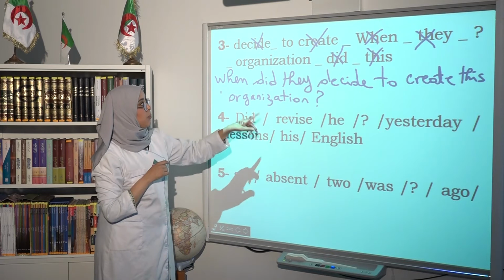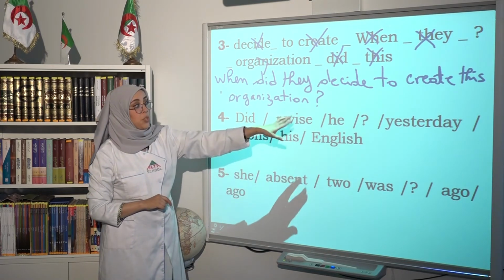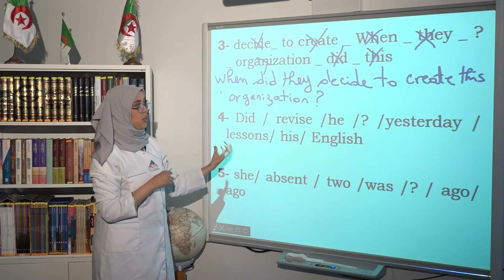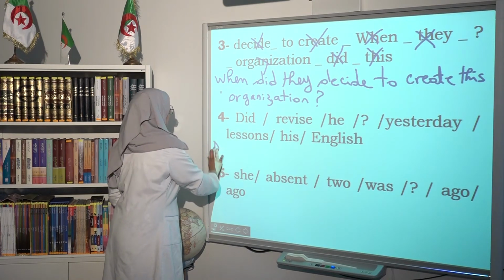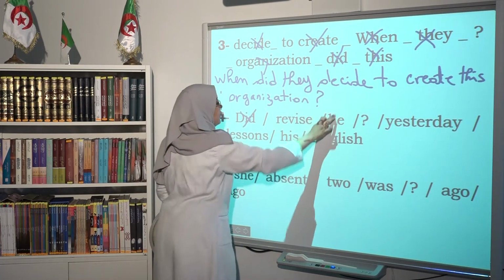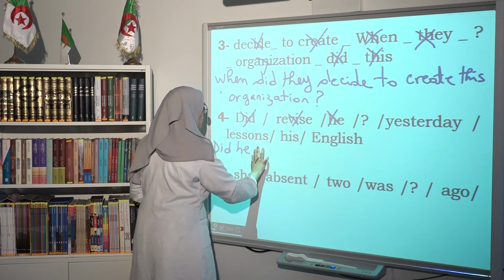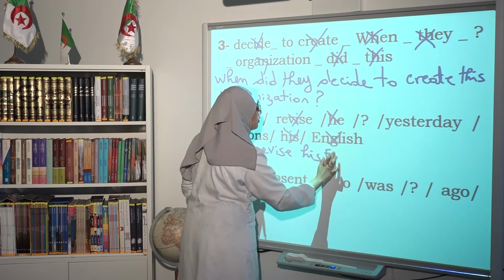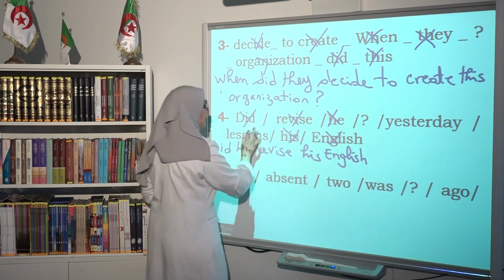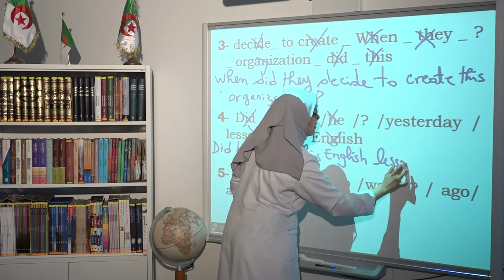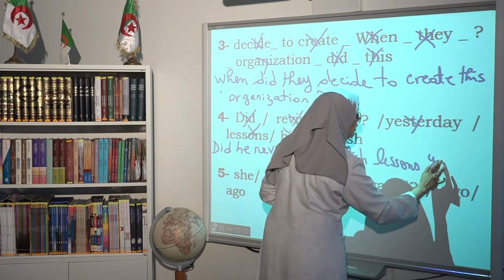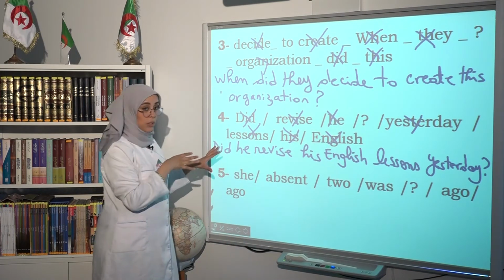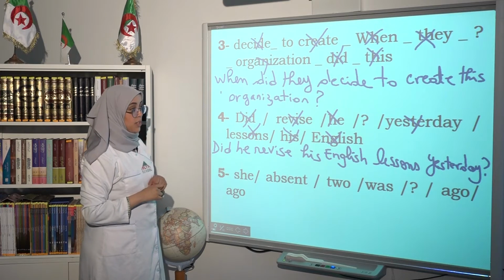Another question: did, revise, he, question mark, yesterday, lessons, his, English. This one, it's a yes or no question. Yes, he did, or no, he didn't. So I should start with did. Did, subject, he, my verb, revise, his English lessons yesterday. And then what? And then question mark. I hope you can read my handwriting. Did he revise his English lessons yesterday?